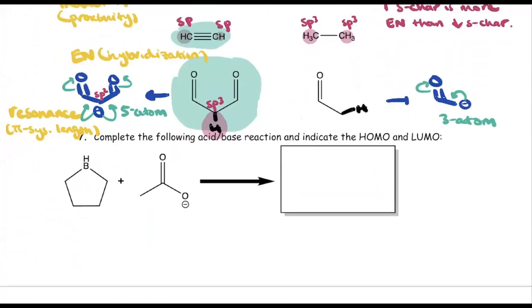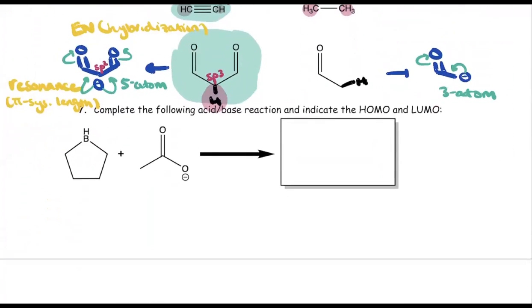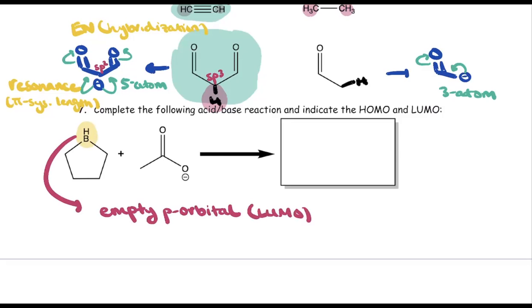All right. Lastly, it says to complete the following acid-base reaction and indicate the HOMO and the LUMO. Cool. So there are some molecules that will always be LUMOs and some molecules that will always be HOMOs. In the case of boron right here, boron has a very characteristic empty p orbital. So you have that empty p orbital on your boron. That's going to be your LUMO, your lowest unoccupied molecular orbital, where you're going to be sending your electrons to.